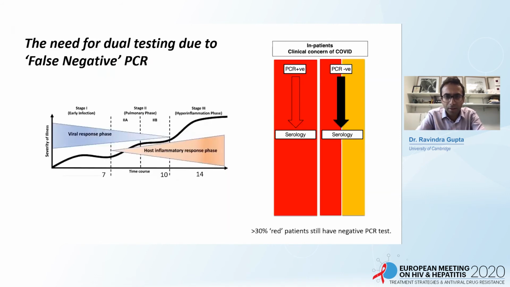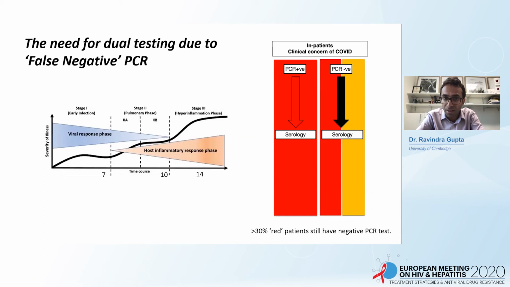So that's the first part of the talk. The second part of the talk now we'll move towards the need for dual testing because of this problem of what has been called a false negative PCR. I don't really like this phrase because there's nothing wrong with the PCR. The test is detecting what it is supposed to.